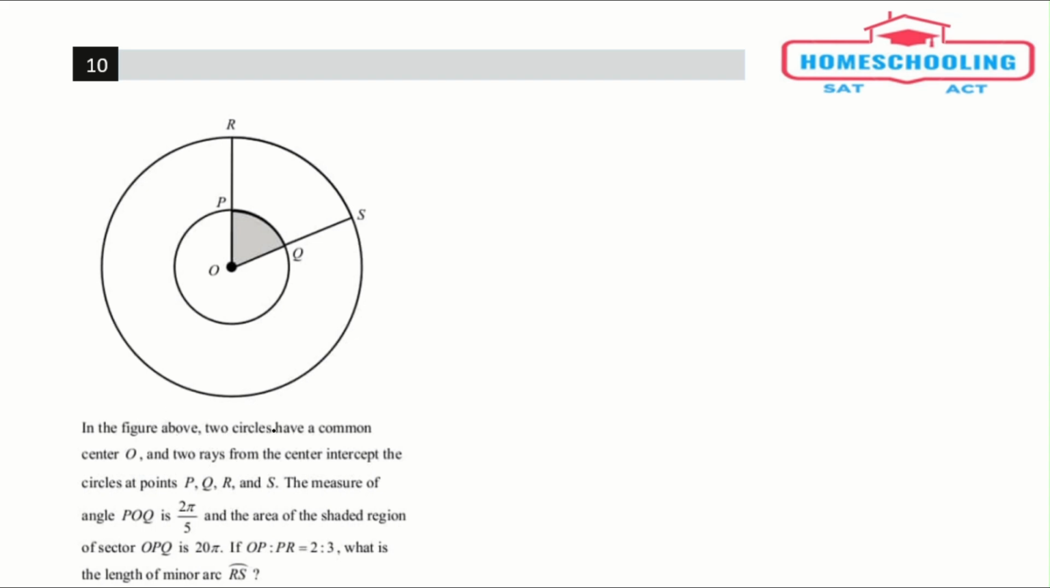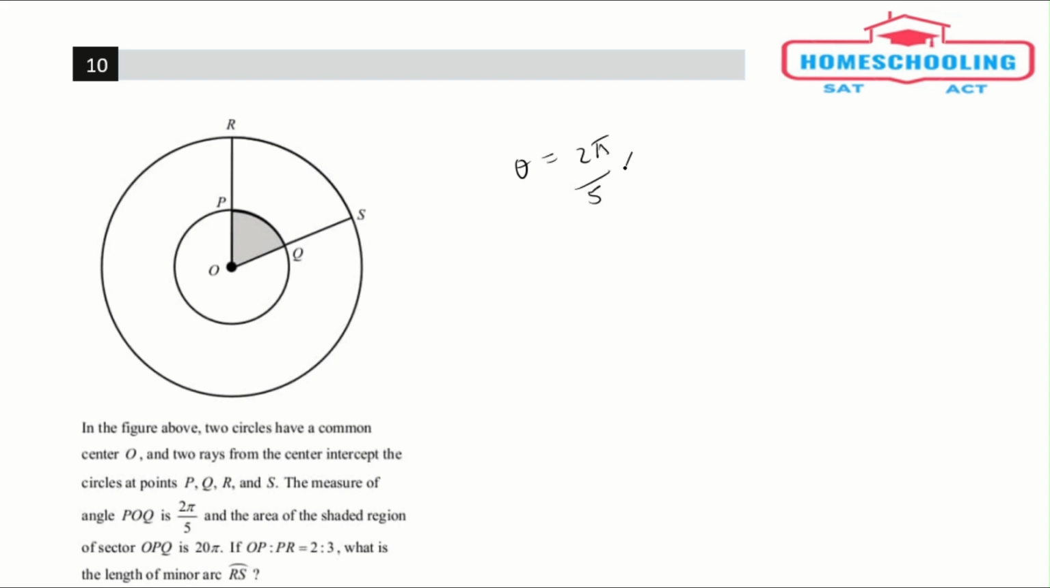In the figure above, two circles have a common center O. Two rays from the center intercept the circles at points P, Q, R, S. The measure of angle POQ, theta, is equal to 2 pi by 5, which is given in radians.